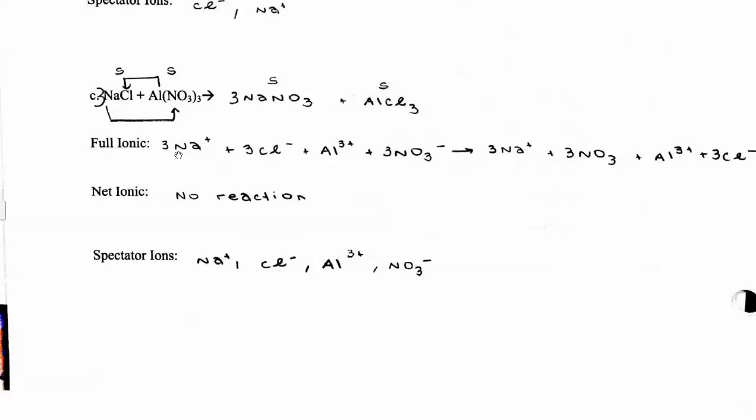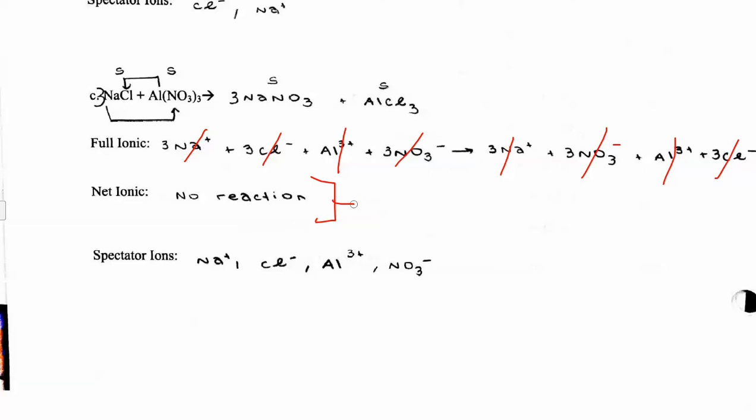Okay, so it's going to be 3 Na pluses plus 3 Cl minuses plus Al3+ plus 3 NO3 minuses. Gives you 3 Na plus 3 NO3 minus. I forgot my minus. I know that. I'm sorry. Okay, plus Al3+ plus 3 Cl minus. Now, notice, other than the fact that I made a mistake, and I'll correct it right now, everything's going to be the same, so everything cancels. My Na's cancel. My NO3s cancel. My Als cancel. My 3 Cls cancel. And therefore I have no reaction.